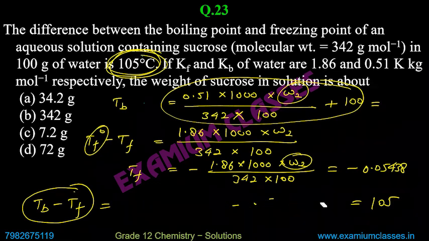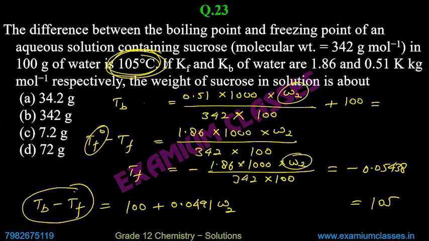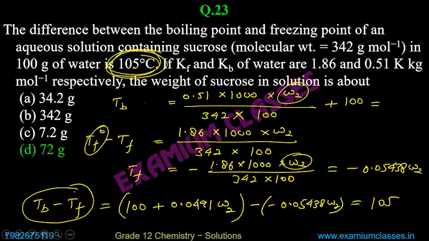Oh, it will be different. It will be 100 plus 0.0491 W2, because 100 is here, it does not contain W2. So this is TB minus 0.05438 W. So from here you will get the value of W2, and once you calculate, you will get the value as 72 grams. Just calculate it and see whether you are actually getting that value or not.